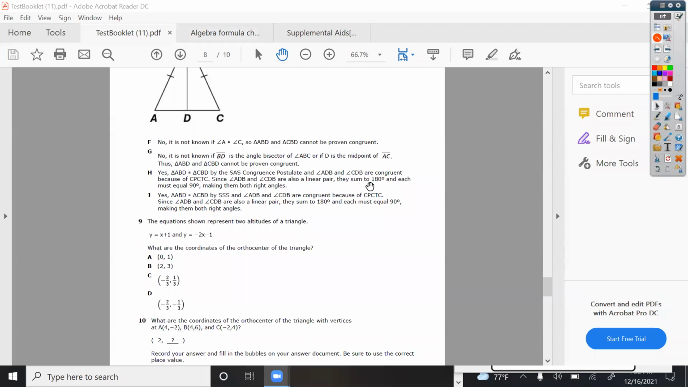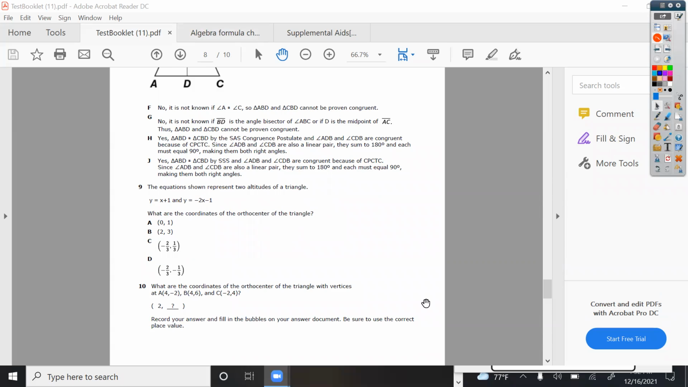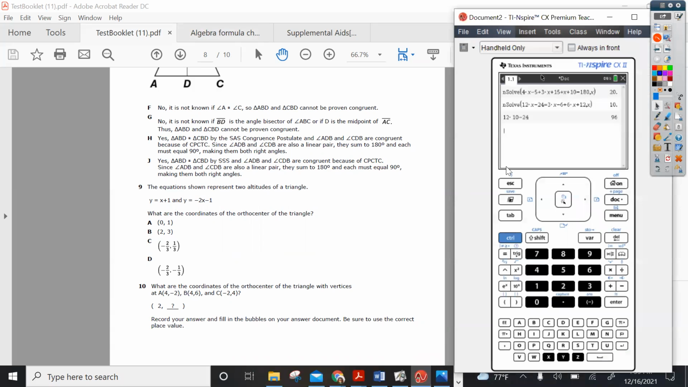Okay. The equation shown represents two altitudes of triangles. What are the coordinates of the orthocenter? So, not just a fancy way of saying, what's the intersection? So we're going to open up a graph. We're going to graph it. X plus 1, because you can't put anything after the equal sign. Negative 2x minus 1. Enter. Okay. So this is the intersection.